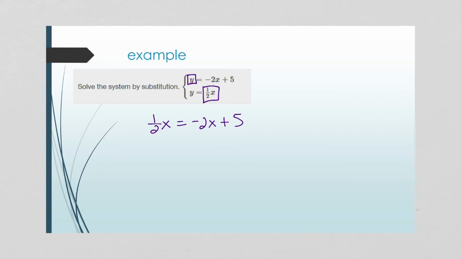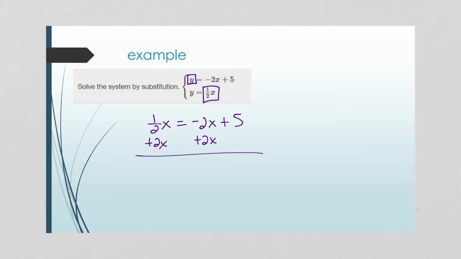Okay, get our x's together on one side. If I move this one to the right, have I not just moved everything over to the right? I don't want that. I want my variables on one side and my constant term on the other side of the equal sign, right? So I would actually add 2x here.